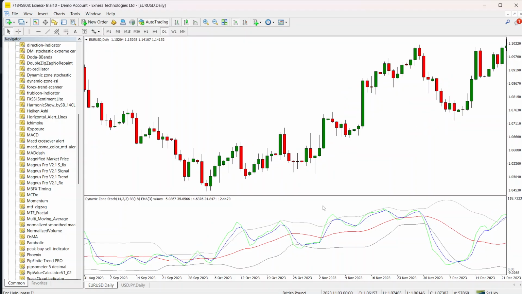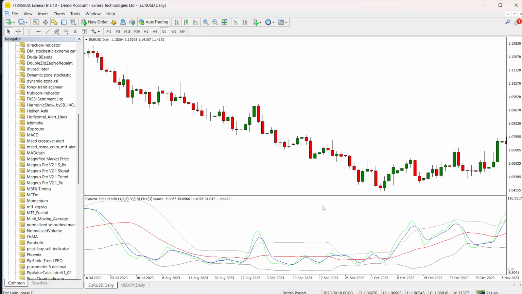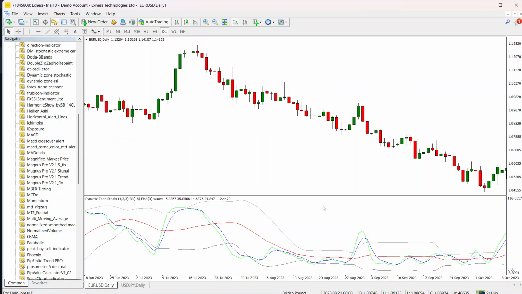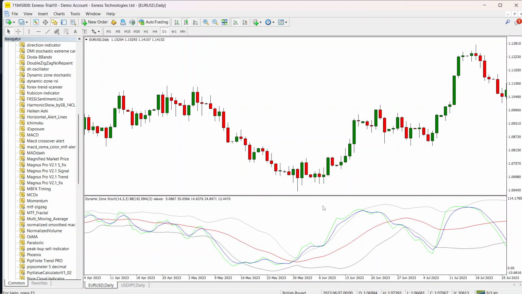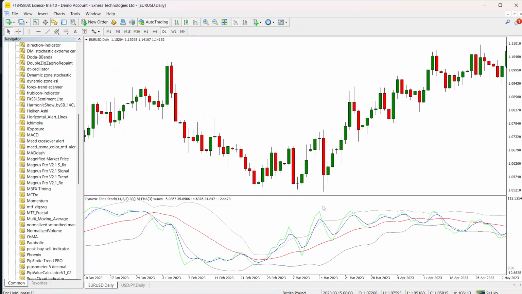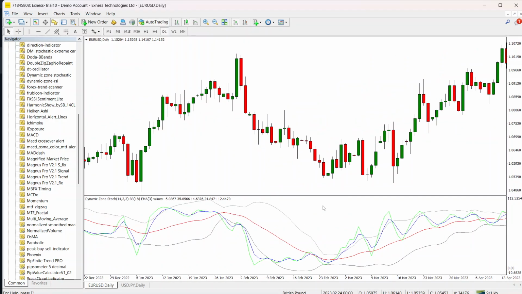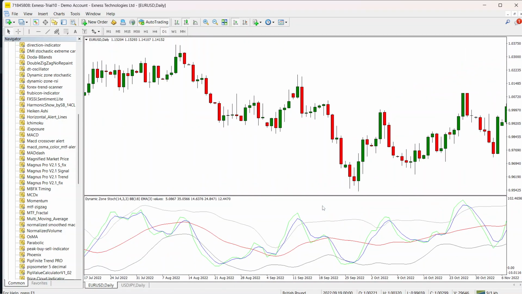The Dynamic Zone Stochastic is ideal for traders who like the stochastic oscillator but want a more adaptive approach to overbought and oversold identification. It works on any time frame and currency pair. However, it is a visual tool only and does not execute trades. In strong trends, the stochastic may stay within one zone for extended periods, so it is best used alongside trend confirmation tools. False signals can still occur, and additional analysis is always recommended.